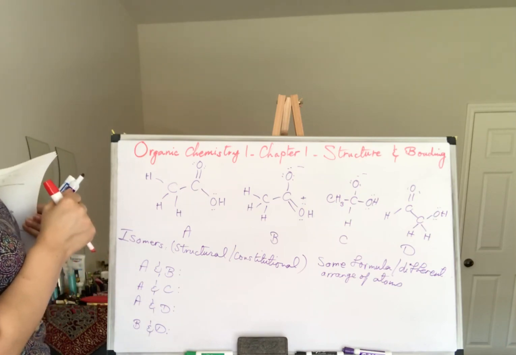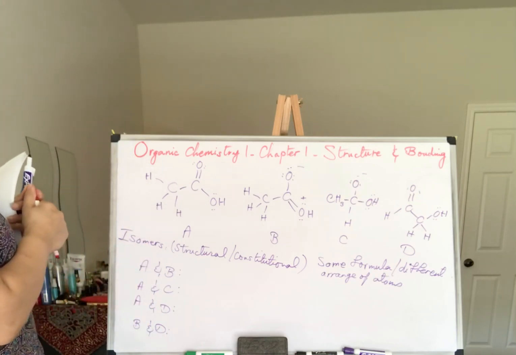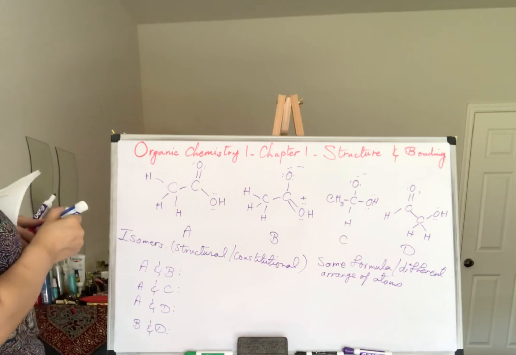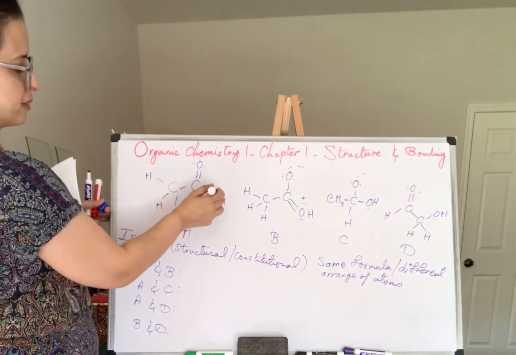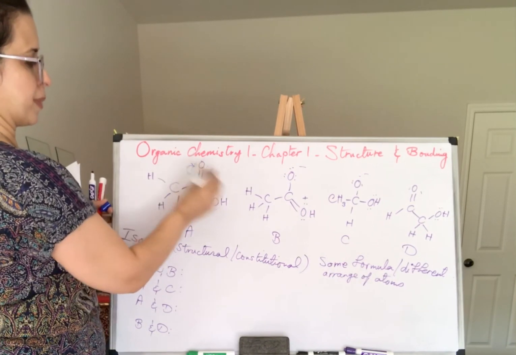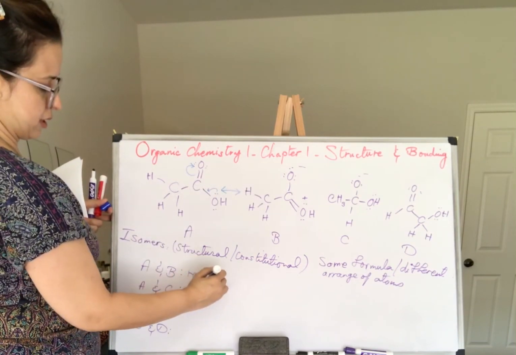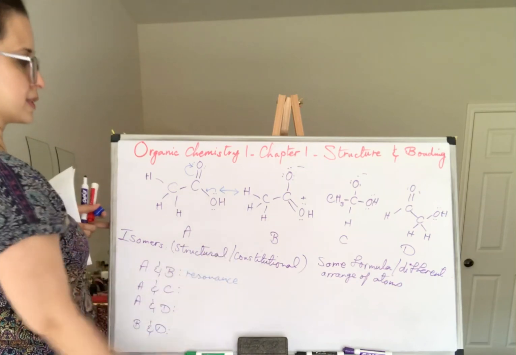Okay, let's start determining the relationship between these compounds. We will talk about isomers. Between A and B, what do you see? It seems like electrons moved away from oxygen and this bond opens. So A and B are resonance structures: same molecule, different flow of electrons.